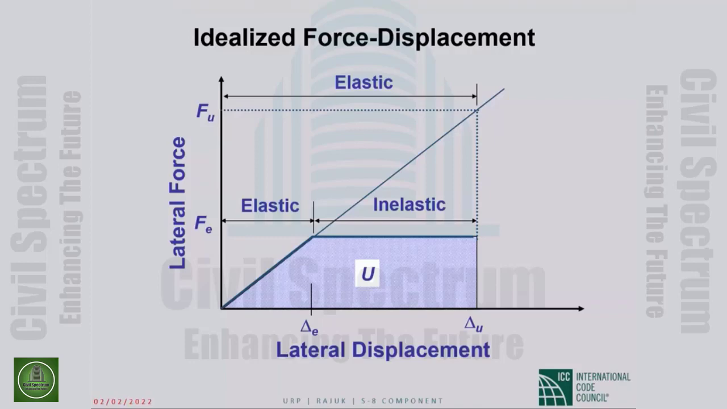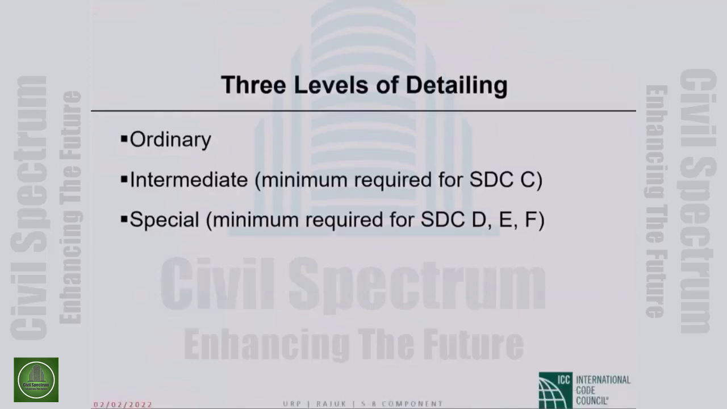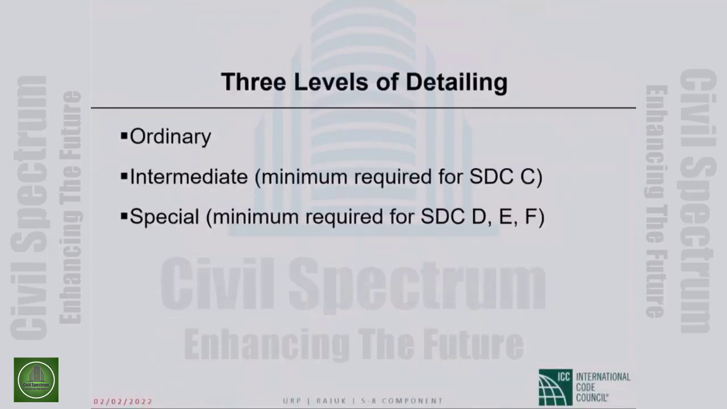Okay? So in our codes, there are three recognized levels of detailing: ordinary, intermediate, special. Special is what I was calling fancy detailing. Ordinary is what you will do where there is no appreciable seismic risk. Intermediate is something in between. Okay? So ordinary, intermediate, special.